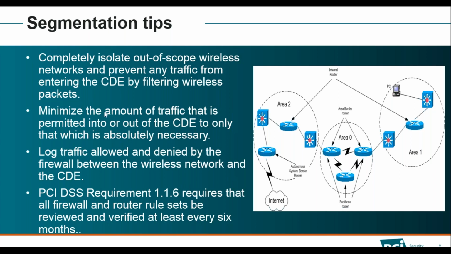Now, here is a scenario. Let's assume you have a wireless network which is outside of your card data environment, separated by a firewall, but still some traffic is coming from the wireless network into the card data environment. That is not acceptable. You cannot say there's a firewall in place, so it is fine. No, it is not fine. If you say it is fine, then that entire wireless network becomes in-scope for PCI DSS.